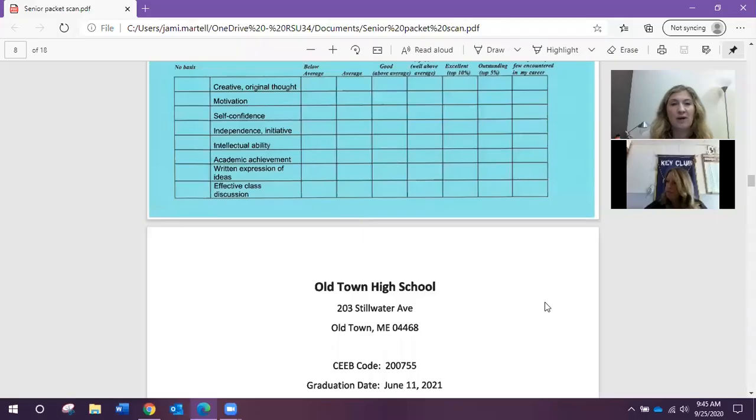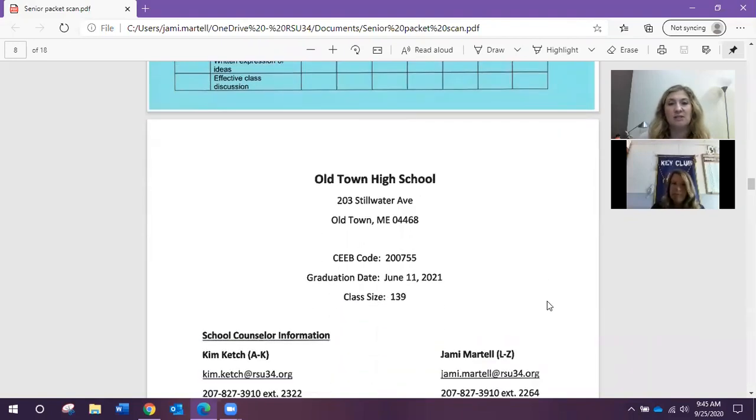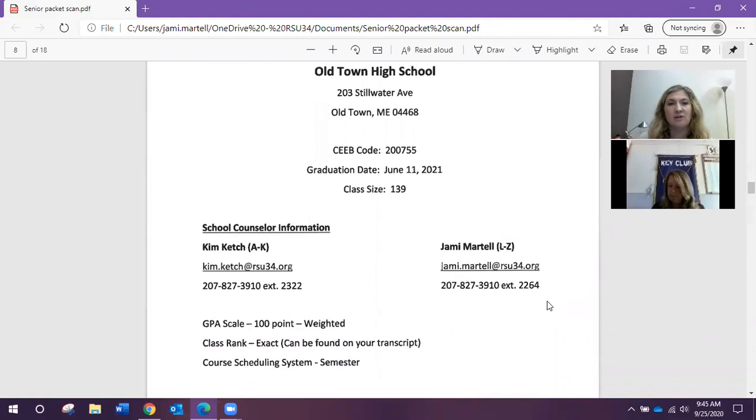All right, well, I will share my screen again and show you the rest of your packet. So on the right side of your packet is information that you do not need to turn in. It's just resources and information. So on the top of the right side, you'll see the page that I'm sharing now. It's information for you to fill out your application, because these questions will be asked of you in your application.